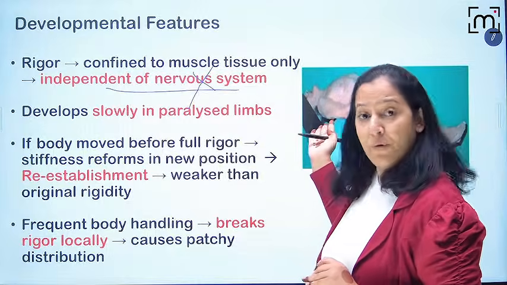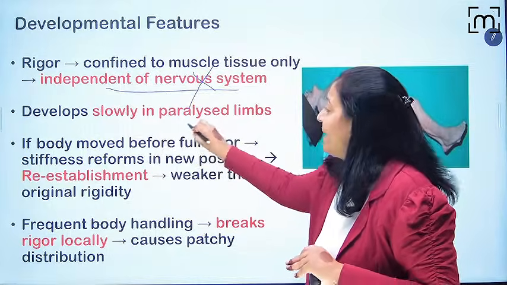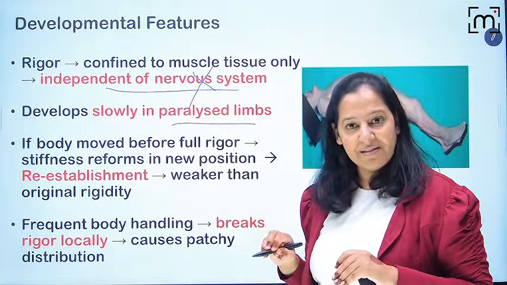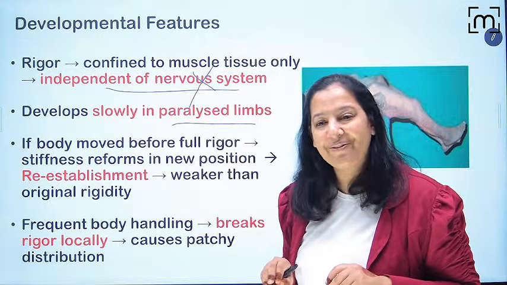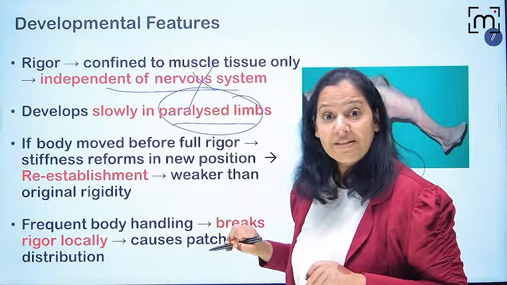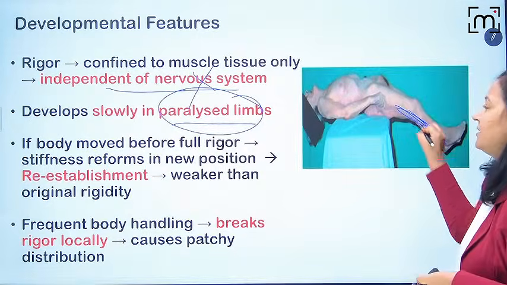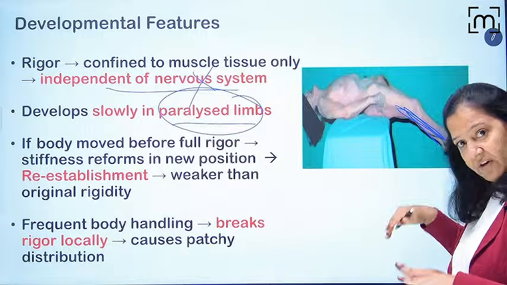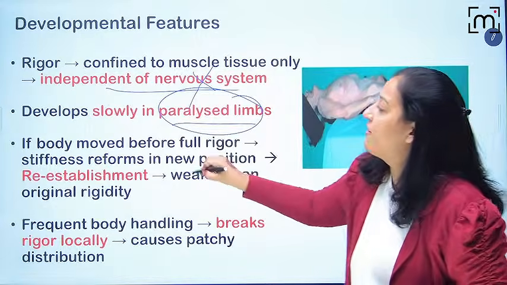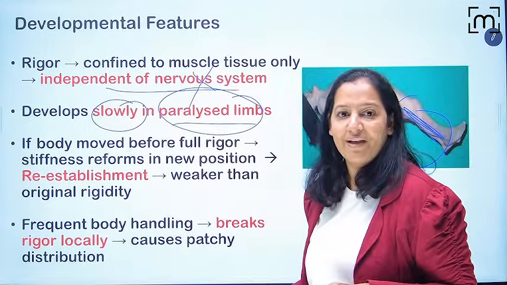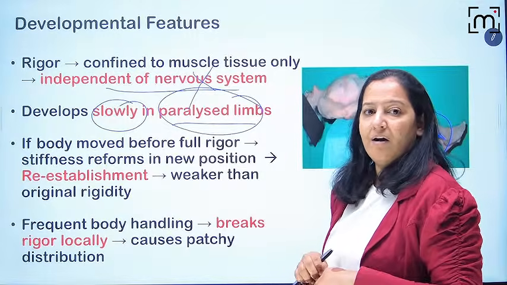Suppose the person who is dead was paralyzed when he was alive. So in a paralyzed limb, does the rigor mortis develop? It's an MCQ. In a paralyzed limb, does rigor mortis develop or not develop after death? Suppose this limb was paralyzed when the person was alive. So after death, in the paralyzed limb, it develops slowly. It develops slowly. Okay, got it.